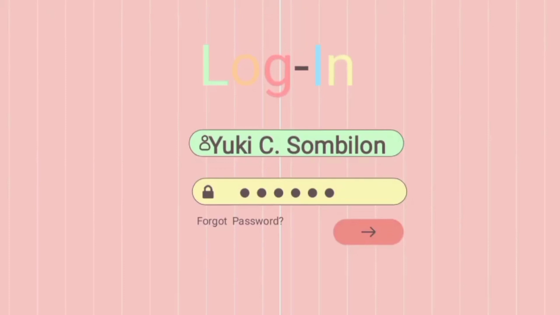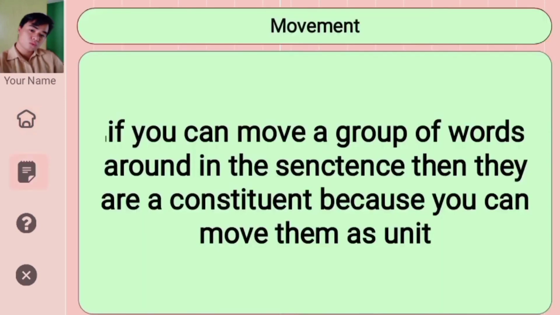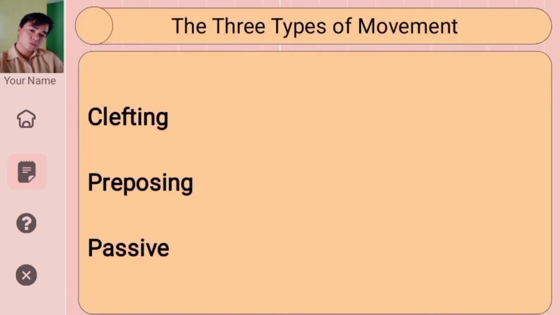Good day everyone, my name is Yuki and I will discuss the movement test. If you can move a group of words around in the sentence, then they are a constituent because you can move them as a unit. If we can move them together and still retain a grammatical sentence, then those words do form a constituent. If not, then they do not. The basic idea behind the movement is that if words can move together as a unit, they form a constituent. There are several different types of movement tests. We will discuss three in this class: clefting, preposing, and passive.